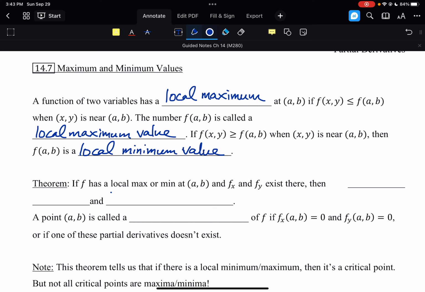So if f has a local max or min at a point (a, b), and f_x and f_y exist there, then, sorry, this gets kind of cut off here. I'll just put it down here. f_x(a, b) equals 0, and f_y(a, b) equals 0. So if there is a local max or min at a point, and the partial derivatives exist, those partial derivatives will be equal to 0. And this point (a, b) is then called a critical point.